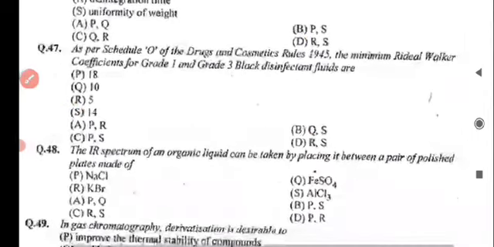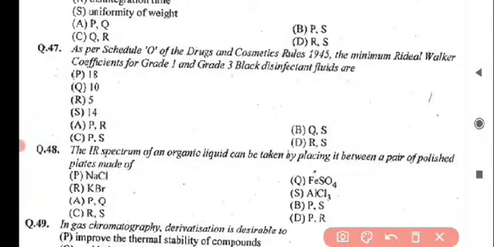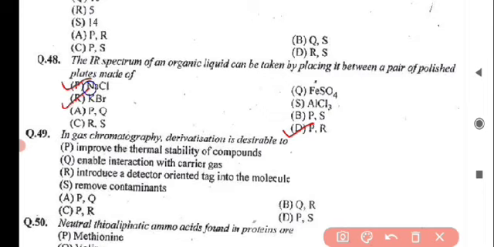Next question is, as per Schedule O of the Drugs and Cosmetics Rules 1945, the minimum Rideal-Walker coefficient for grade 1 and grade 3 black disinfectant fluids are, and the correct answer is option A, that is P and R, that is 18 and 5. Next question is, the IR spectrum of an organic liquid can be taken by placing it between a pair of polished plates made of, and it should be made of NaCl and KBr.